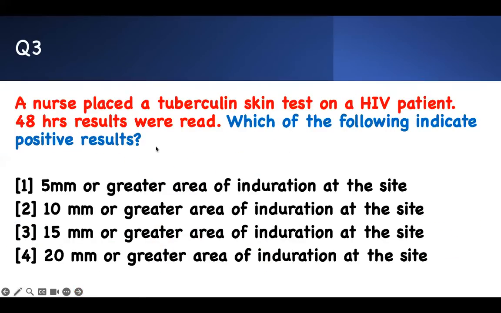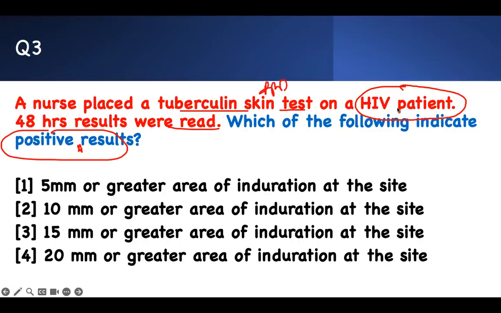Question 3. Which of the following indicates positive results? You also have to know that buzzword, positive results. And let's place a tuberculosis skin test. I changed the markers to tuberculosis skin test so that you can get familiar with when they interchange them. On an HIV patient. There's a reason why they give you HIV patient. The 48-hour results were red. Which one of these indicates positive results? Keyword, buzzword: you have a PPD placed for HIV. HIV is what? Immunocompromised. You bring your content, like I said: ask, case, buzzword, rewrite.